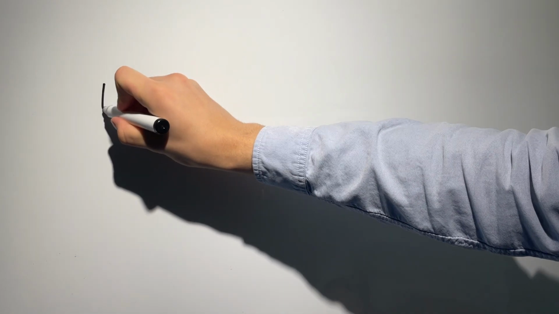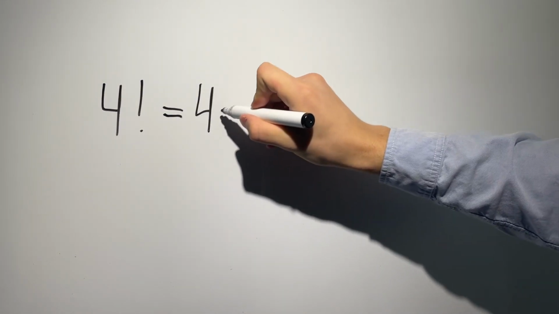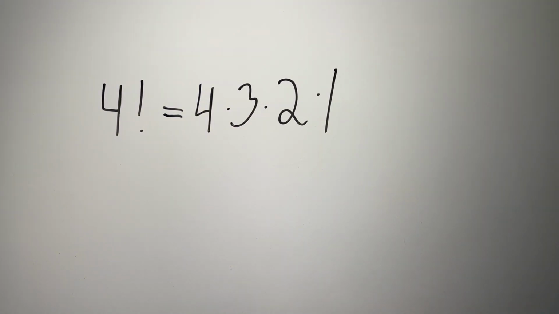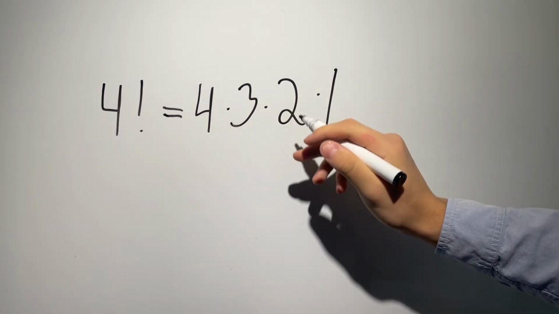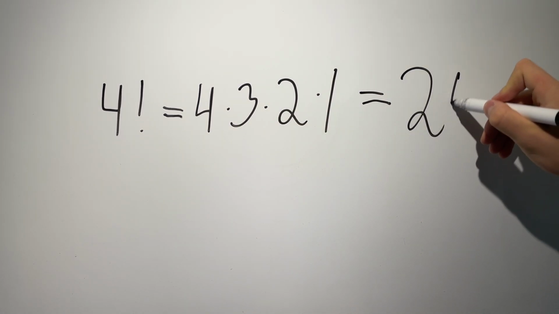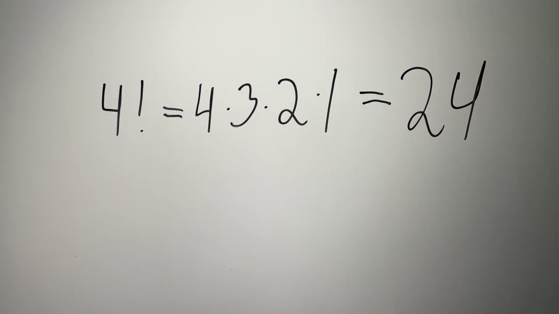Another example, let's say we have 4 factorial. Again, it just means we multiply all the numbers down to 1. So 4 times 3 times 2 times 1, and that just equals 24. Easy, right? So far, so good.